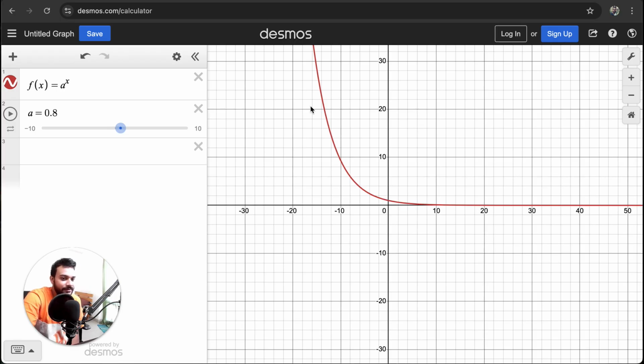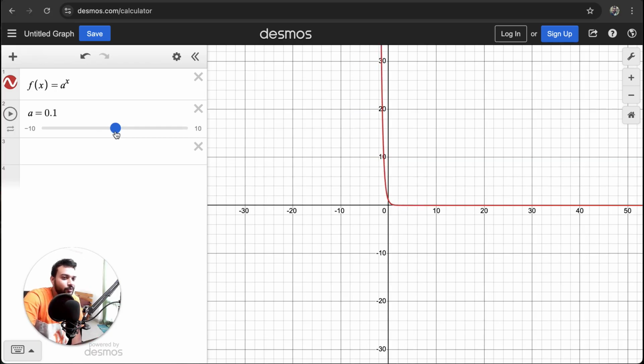Why? Because as you know, a number less than 1, when raised to a power, as you increase the power, the value will decrease. 0.5 raised to power 1 is 0.5, but 0.5 squared is 0.25, which is less than 0.5. Okay, so the numbers are decreasing. So this function suddenly becomes a decreasing function. It will hold this nature till a is equal to 0.1.